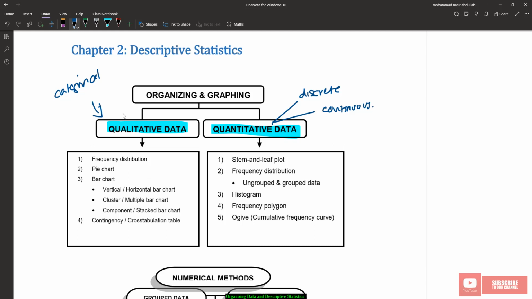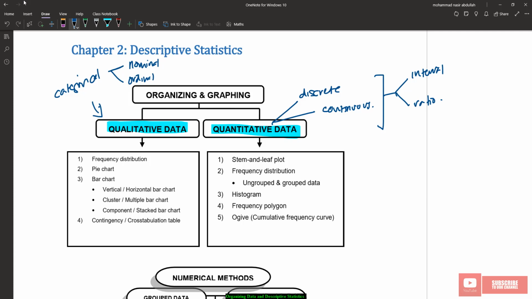Under quantitative variable, we have two scales of measurement, right? One is interval scale, another one is ratio scale. For qualitative variable, we have two types of measurement scale: one is nominal scale, another one is ordinal scale. So I hope you already understand and know how to differentiate between nominal and ordinal, interval and ratio.